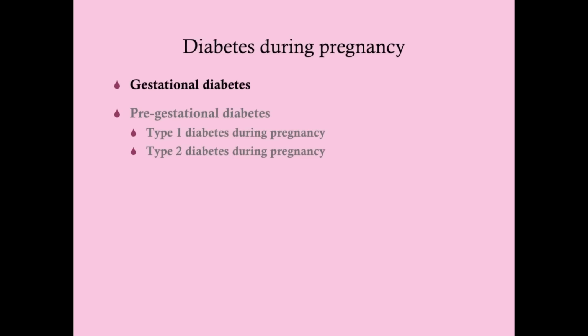So there's a couple ways you can have diabetes during pregnancy. The more common way that we run into it in practice, and on the test, they'll really want you to know this, is the phenomenon known as gestational diabetes. And that is diabetes that is diagnosed during pregnancy and then subsequently goes away after delivery.